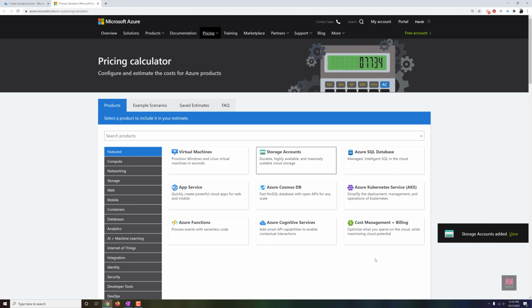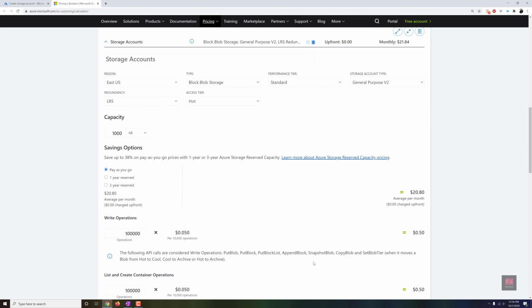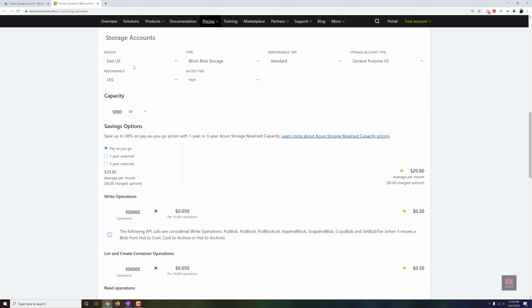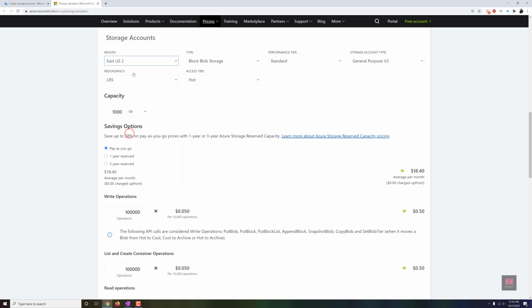So it has been added. After it has been added, just scroll down a bit and you can find more information here. All right. So first of all, you need to choose the right region. As an example, I can choose East US2, which is absolutely fine with us, and redundancy, which means storage replication type. So here I'm going to choose, let's say, GRS.